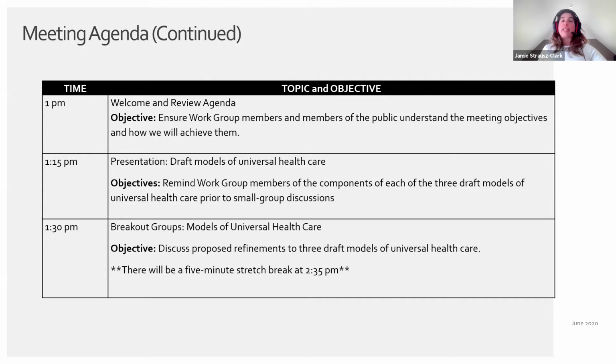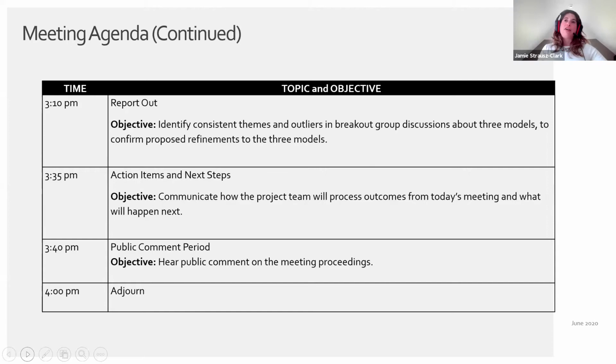There will be a 5-minute stretch break around 2:35 p.m. It's going to be between the first 2 breakout discussions and the 3rd one. Liz, can you advance the slide, please? At 3:10, we're going to all come back together in the main room and do a report out, and this will be an opportunity to hear about the discussions in all of the breakout meetings. And then at 3:35, we'll run through our action items and next steps, and at 3:40, move into our public comment period, and adjourn today at 4 o'clock.